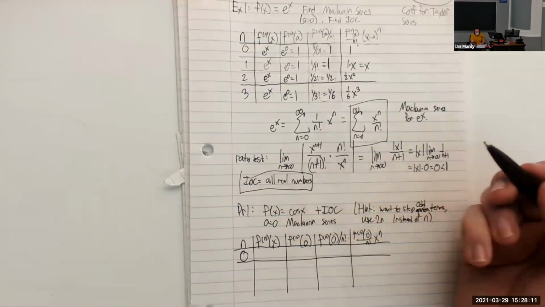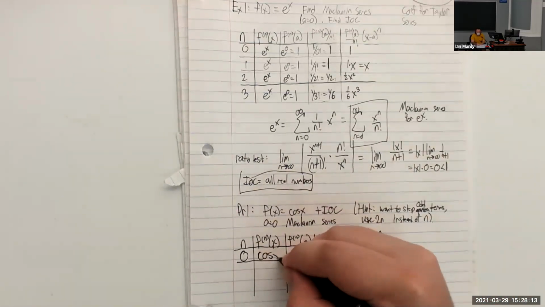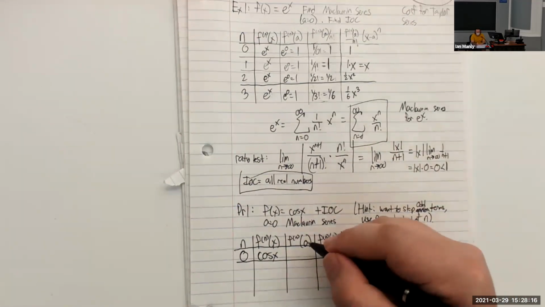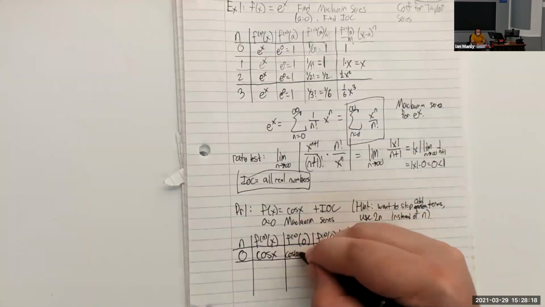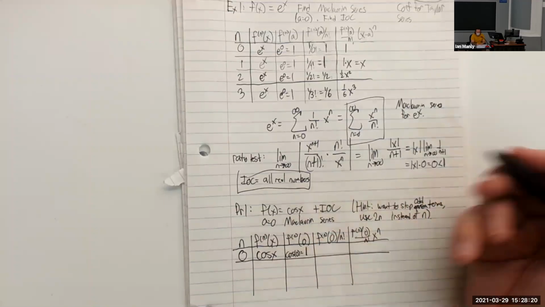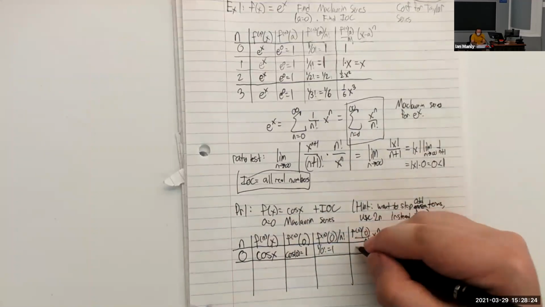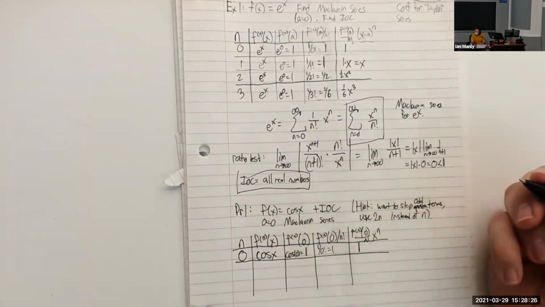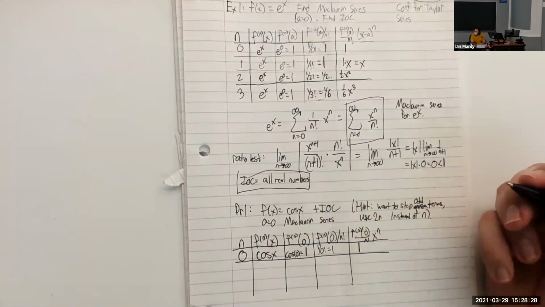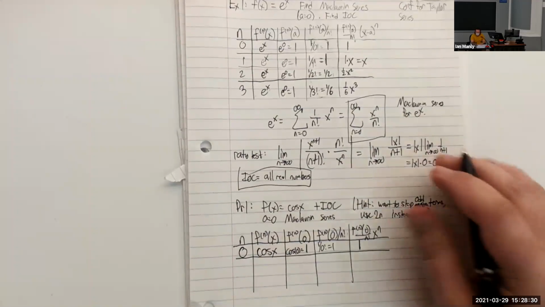So if we take no derivatives of cosine, that's just cosine. And if we plug 0 into cosine, we get 1. We have 1 over 0 factorial, which is 1. So we just end up with 1 as our first term right here.